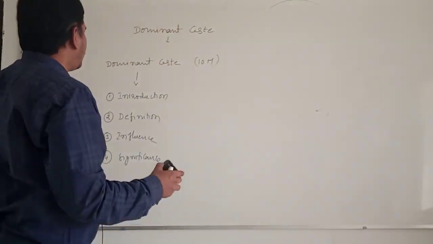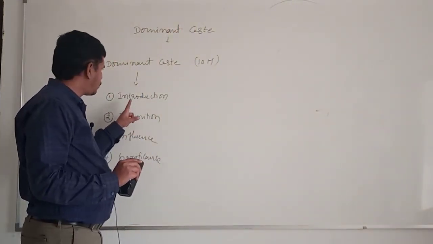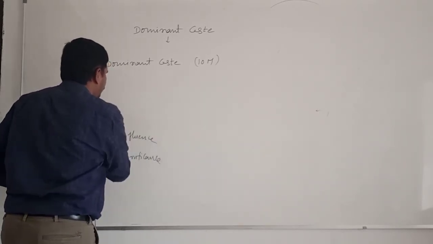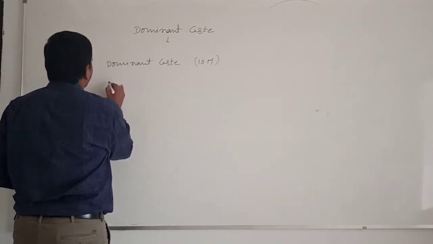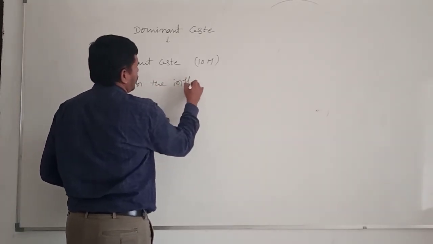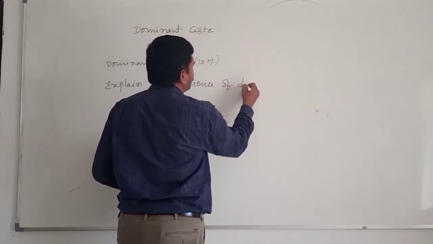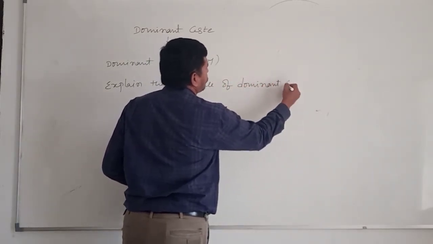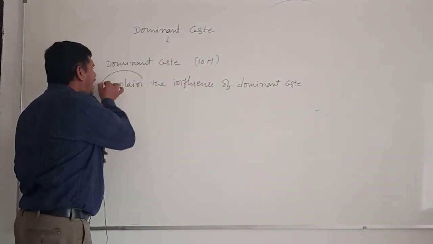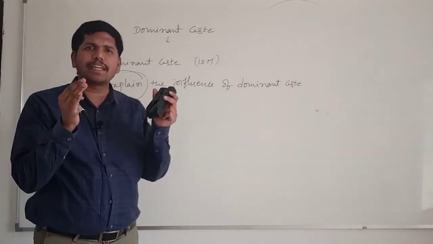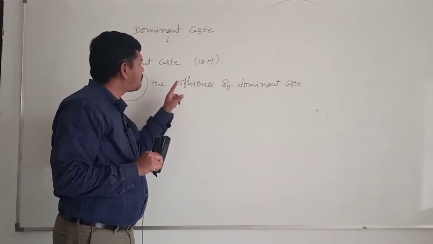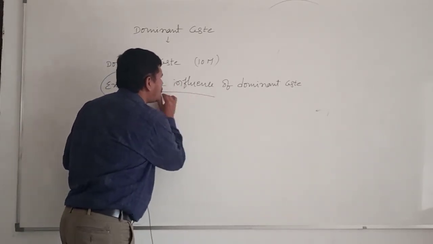Now, another possible question. You have to use this structure in your answer. These components must be there. Sometimes questions can be asked like this. If they want to ask a long answer question, they will ask: explain the influence of dominant caste of M.N. Srinivas. Here in this question, the keyword is explain. Explain means you have to explain that concept. But they are asking explanation of what? Influence.